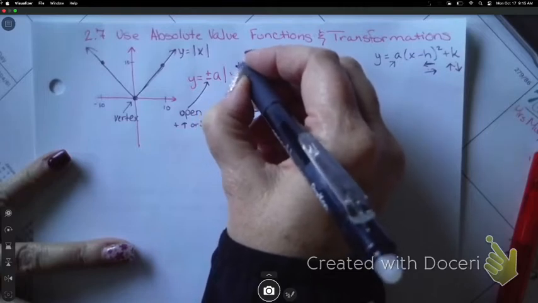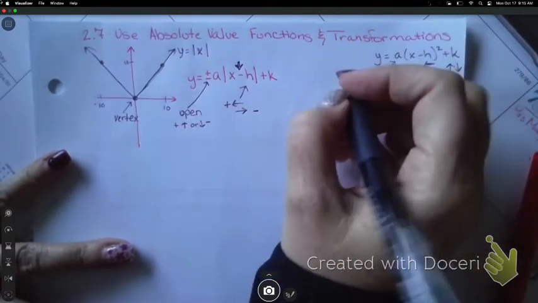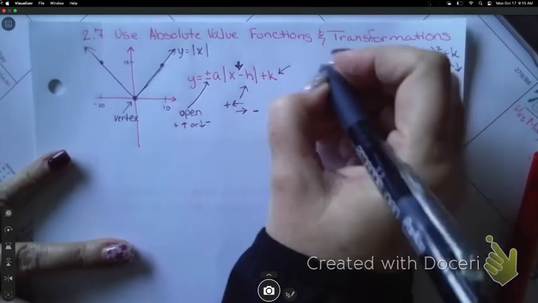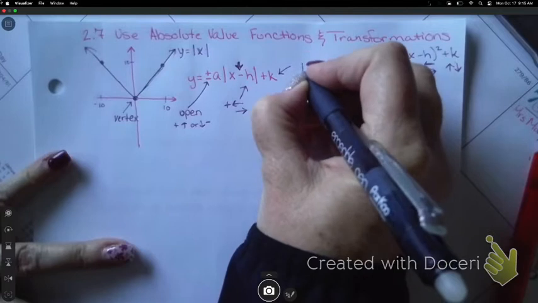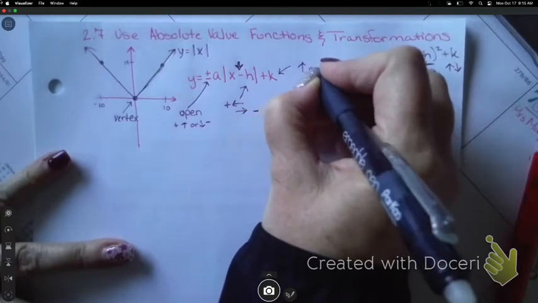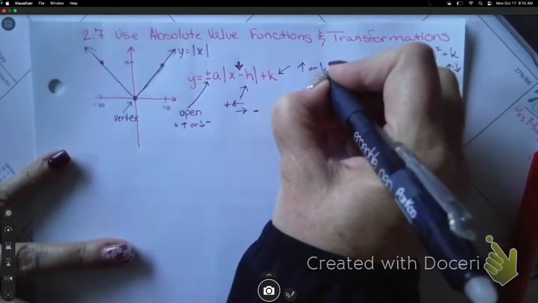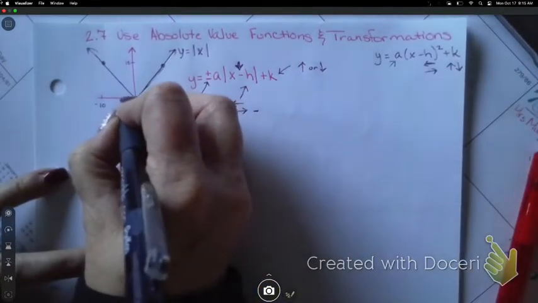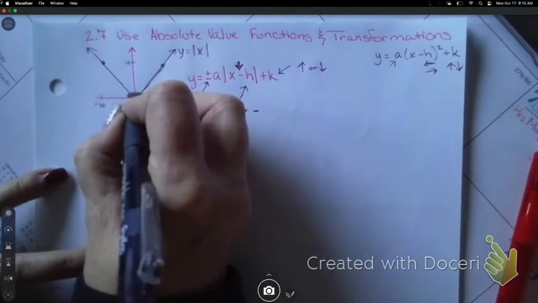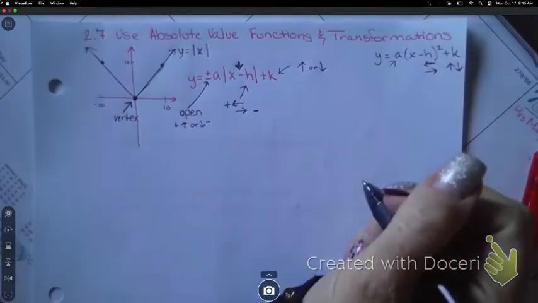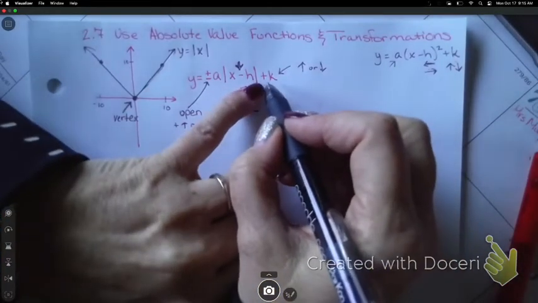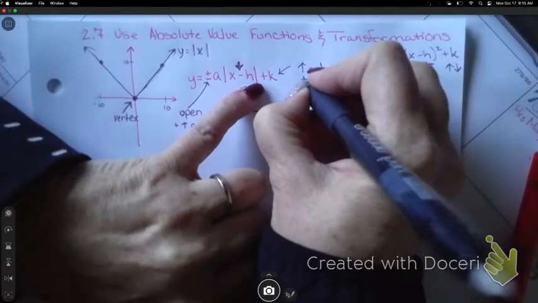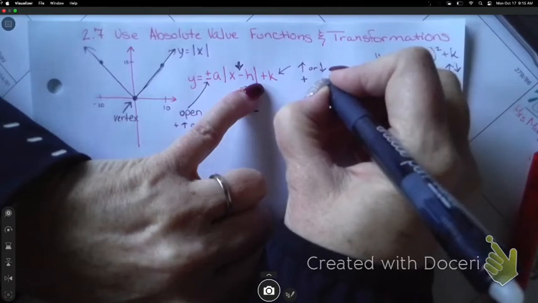Good. Okay? Now the k moves it up or down. Again, when I say it, I'm talking about the what? The vertex. Okay? Since this is plus k, if it's plus, it goes up. If it's minus, it goes down.